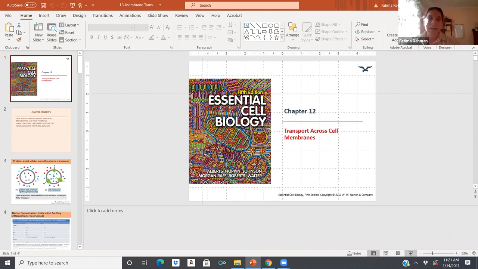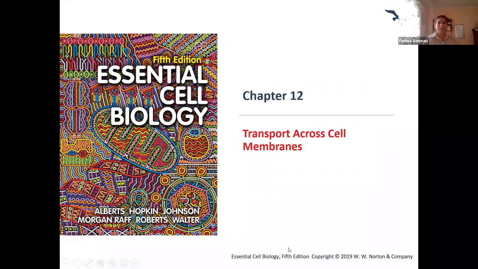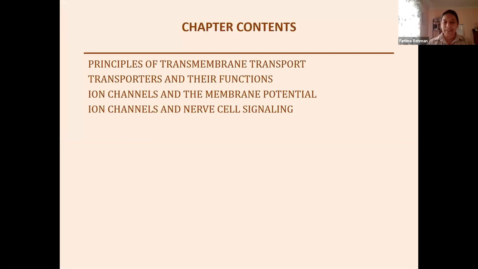Okay, so today we're going to talk about how all this stuff that makes up the biological membranes can be used to transport things across the cell membranes. We're going to focus a lot on the outer membrane, but we're also going to talk about how that changes inside as well. We are going to start off by talking about the main principles behind how transmembrane transport happens. We are going to talk about different types of transporters and their function.